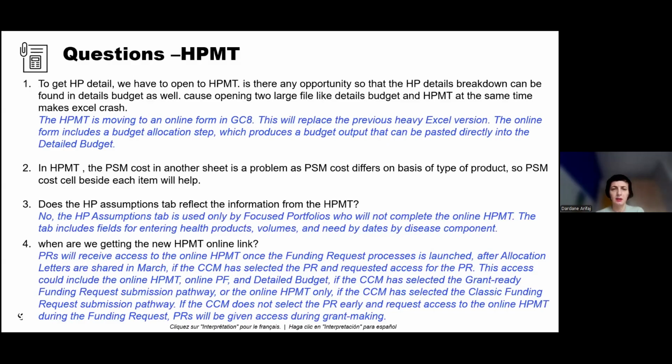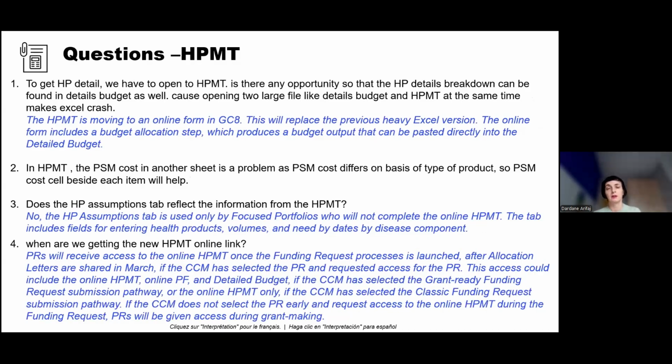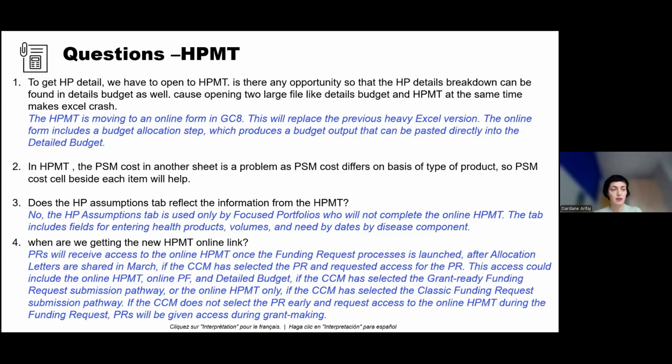When we are getting the HPMT online, the PRs will receive access to the online HPMT once the funding request process is launched, so after the allocation letters are shared. This will follow all the steps that we normally follow for all other templates that the PRs are requested to fill. HPMT information will be included in that bundle, and once they receive that information, the portal will be open and guidance will be there for them to follow step by step how to fill it in.